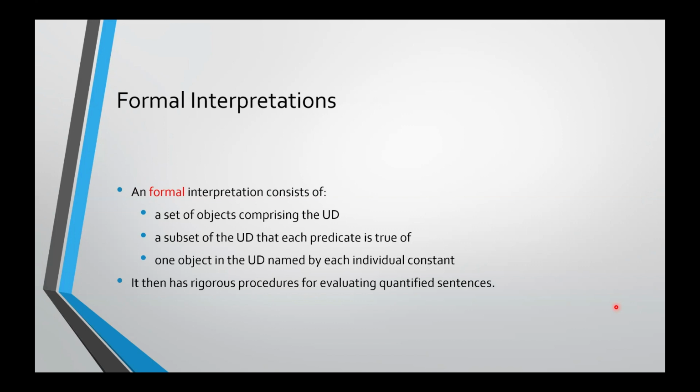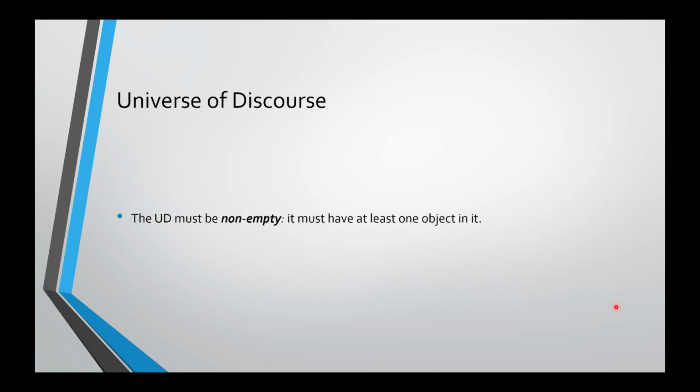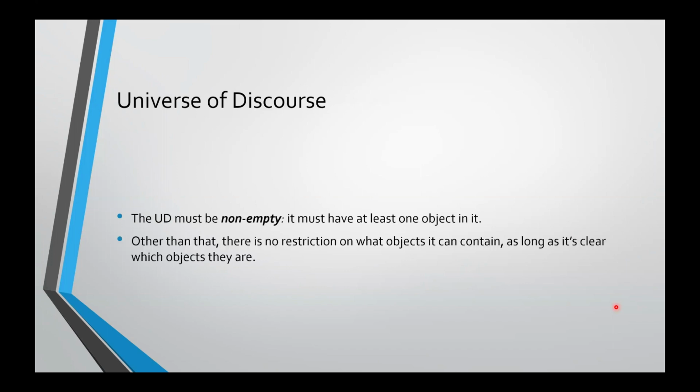Since this is an introductory course, we're only looking at informal semantics. But if you go on to do further logic courses, you will be working with formal interpretations. So the universe of discourse, the one restriction on it is that it has to be non-empty. It has to have at least one object in it. Other than that, there's no restriction on what objects it contains, as long as it's clear what objects they are, right? Like what is in the UD, as long as this is clear.